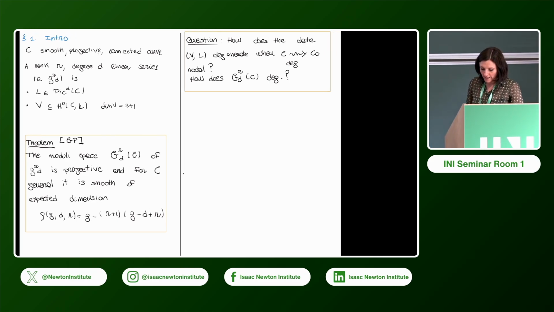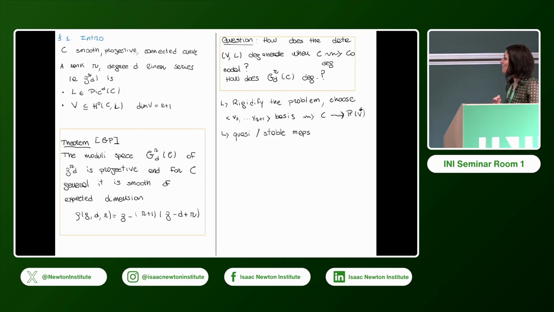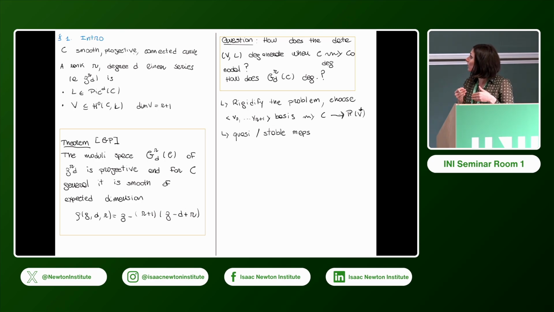And of course, there are many ways to try and approach this question. For example, we could choose a basis for our vector space. Then we really get a map out of this data. And then the most natural thing to do is to consider quasi-maps or stable maps as a compactification. But what happens if we think about quasi-maps or stable maps limits is that usually not all of the components of my nodal curve C_0 play the same role. For example, the map will contract some of them, and the degree could be concentrated on just one.